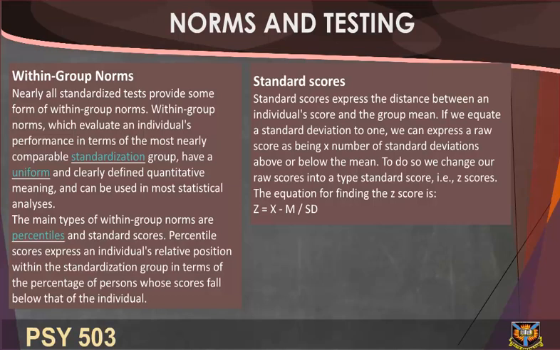Standard scores. Standard scores express the distance between an individual score and the group mean. If we equate a standard deviation to 1, we can express a raw score as being X number of standard deviations above or below the mean. To do so, we change our raw scores into a type of standard score, that is, z-scores. The equation for finding the z-score is z equals (X minus M) over SD.